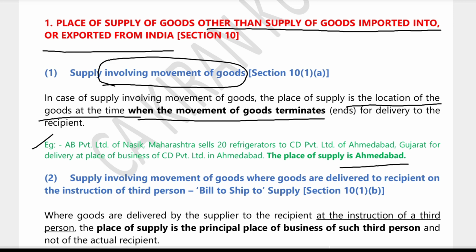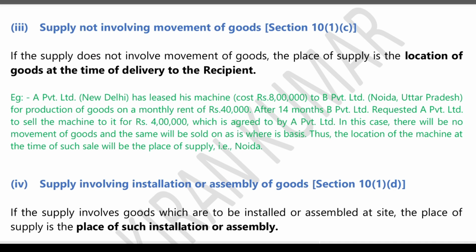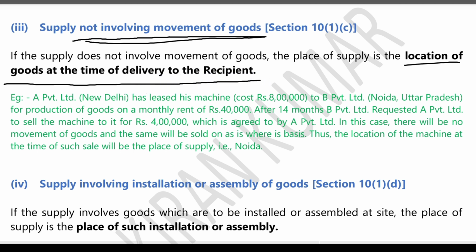In case of supply involving movement of goods, where the goods are delivered to the recipient on the instruction of a third person, the place of supply will be the location at the instruction of the third party. And here you can see the example. In case there is no movement of goods, the place of supply will be the location of such goods at the time of delivery to the recipient.